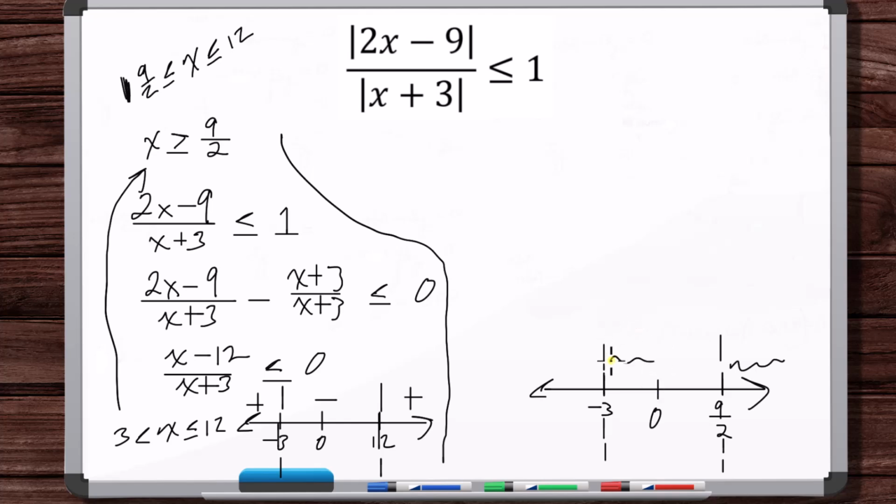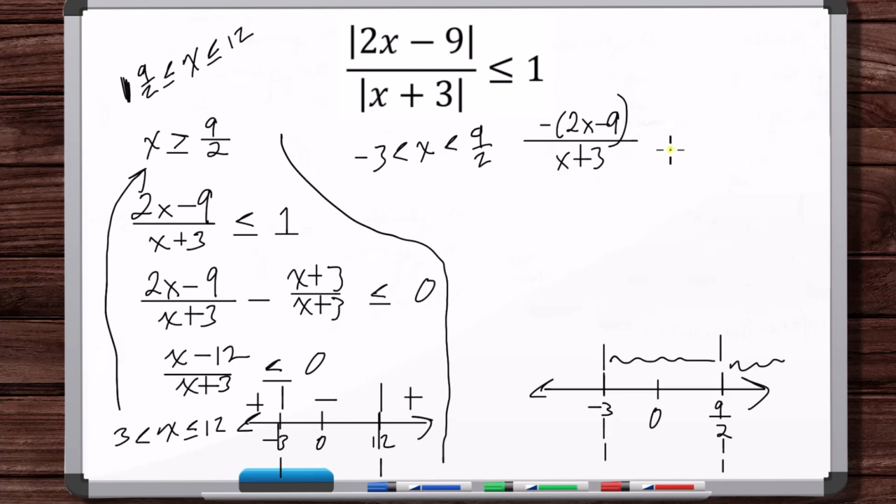Now, what about this region? So we've got x less than or equal to 9/2. That means this could be 0. Well, okay, no, we don't want that. We already did equal to 9/2. So less than 9/2, and then greater than negative 3, but not equal to negative 3. We can't do that. We can't be dividing by 0. So in that case, this is going to be always negative. So 2x minus 9 is always going to be negative, and this down here is going to be always positive.